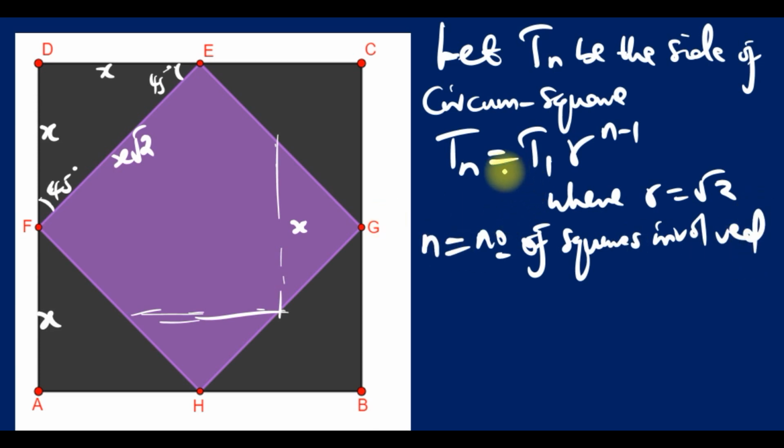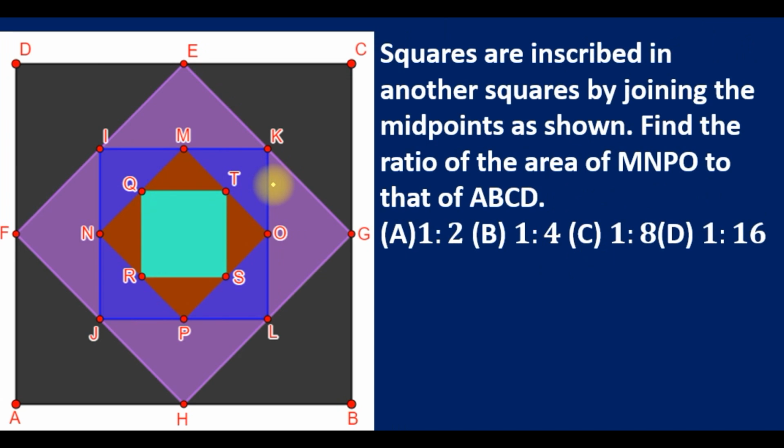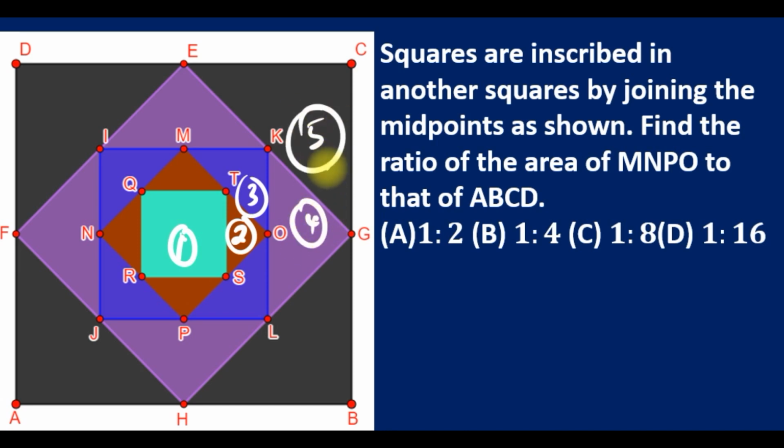So that's how you solve that kind of question. Just know that whenever you inscribe a square in a square, the ratio of the sides is 1 to root 2. Okay, from what we've done, you see that we have how many squares? n is 5 here, because we have 1, 2, 3, 4, and 5. So n is 5 here.